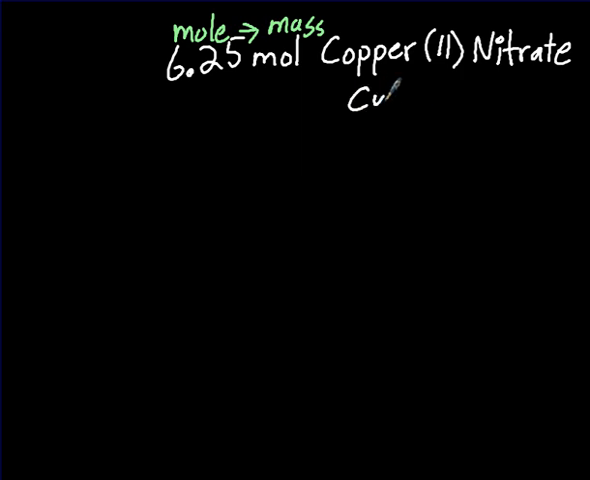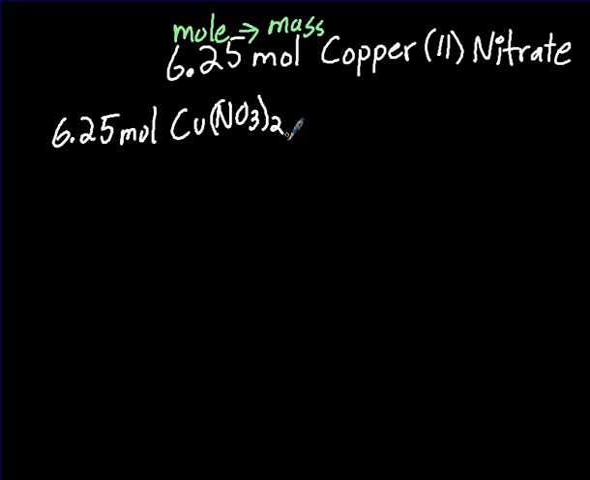Copper is just Cu. It's copper 2, so we know it's 2 plus. Nitrate's NO3, that's -1. If you cross, you get Cu1, and NO3 2. So that's the formula for this: Cu(NO3)2. So we got 6.25 moles of Cu(NO3)2, and we're going from moles to mass.